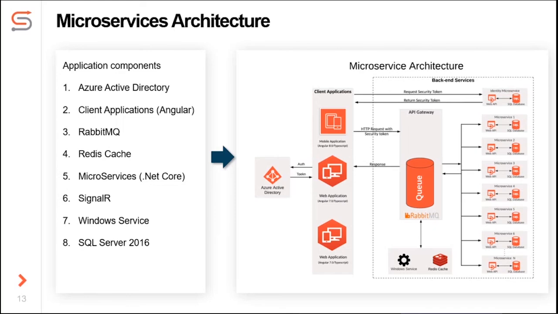Also, SignalR is used to send push notifications to the user from the web app on a specific event. And then the Windows service is just a long running process of the applications that are executed through a Windows service scheduler. So this is the overall application from a technical viewpoint. We already talked about the functionality of it in the earlier slides.